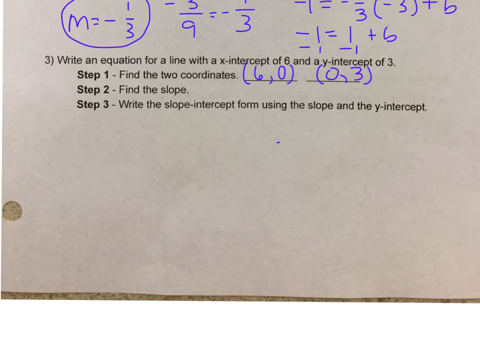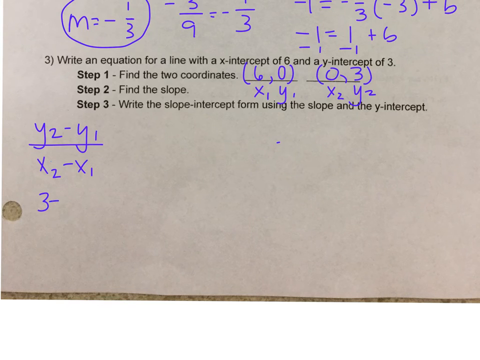The first thing I'm going to do is label my parts, x1, y1, x2, y2, and use y2 minus y1 over x2 minus x1 to find the slope. To find the slope, we'll do 3 minus 0 over 0 minus 6. That reduces to 3 over negative 6, which reduces down to negative 1/2. So we have a slope.